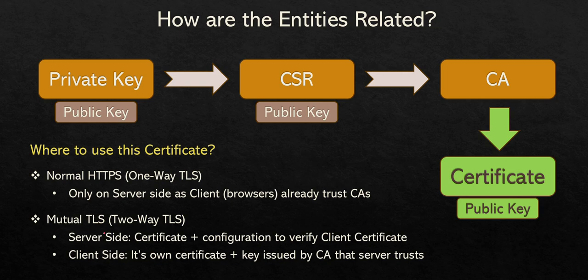If it is a mutual handshake, a two-way handshake, then the certificate has to be installed on both sides, server side as well as client side. On the server side, we install the certificate, plus we also have to do certain configurations in order to validate the client certificate, because it has to be a two-way handshake. On the client side, we have its own certificate, plus a key issued by the CA that the server trusts. Okay, this is how the two-way handshake is set up. Now you understand on which sides the certificate has to be installed.